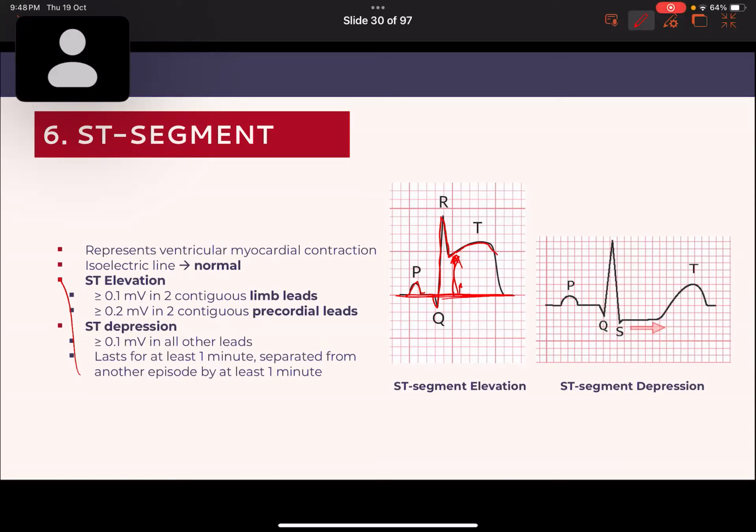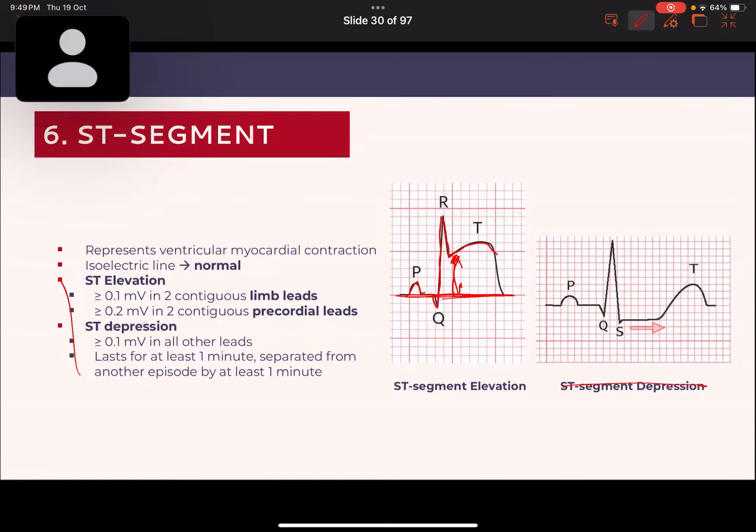One thing that you guys should focus on is that it has to be in a group of leads. A group of leads that cover a certain portion of the heart. So we talked about the inferior part of the heart. We talked about the lateral part of the heart. So if it's just, for example, lead 1, and you look at the rest of the ECG and there's no ST segment elevation, then this is considered normal, okay? You should not consider this as a myocardial infarction unless it happens in a group of leads. If it's in one lead, then this is considered normal, okay?